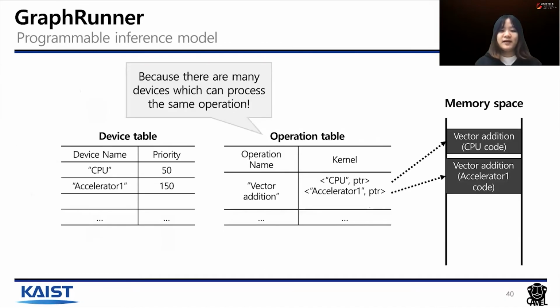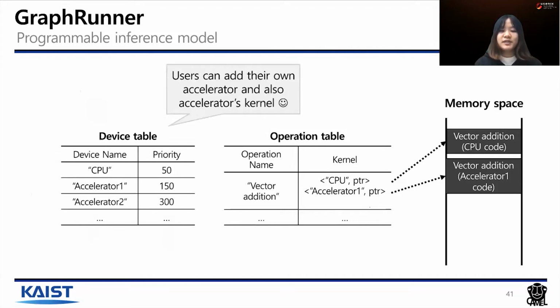Because there are many devices in the HolyGNN hardware which can process the same operation. For example, vector addition can be executed on a CPU or an accelerator. Note that users can add their own customized accelerator and also their accelerator's hardware code.